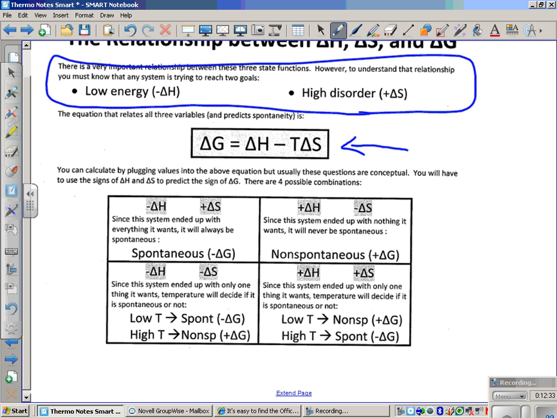We also have this fantastic equation that relates all 4 variables to each other. You have Gibbs free energy is equal to the enthalpy minus temperature times delta S. And this temperature has to be in Kelvin, because of the temperature units on delta S. So here are your combinations. You've got them written here in front of you and you can read.